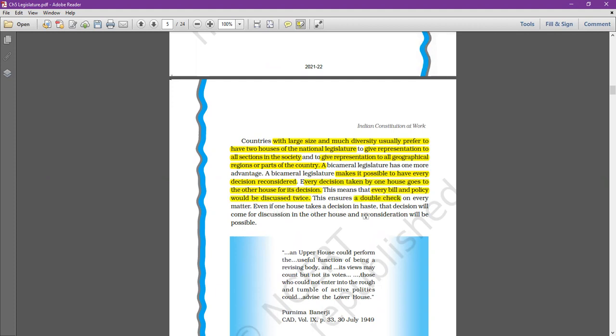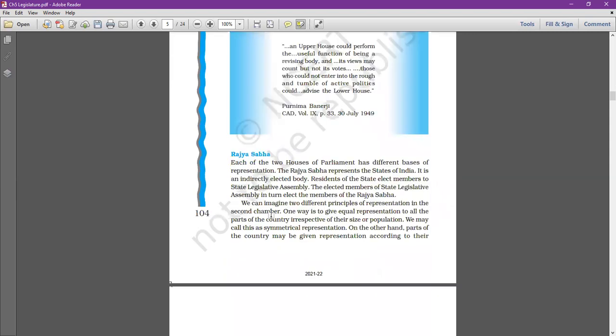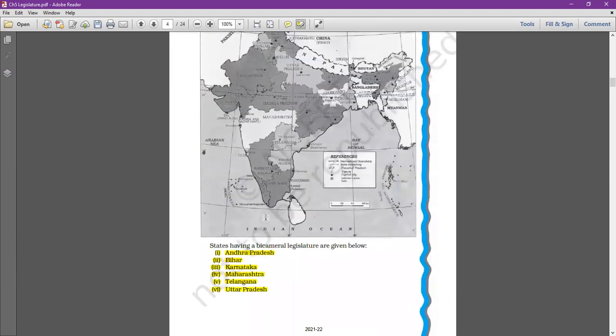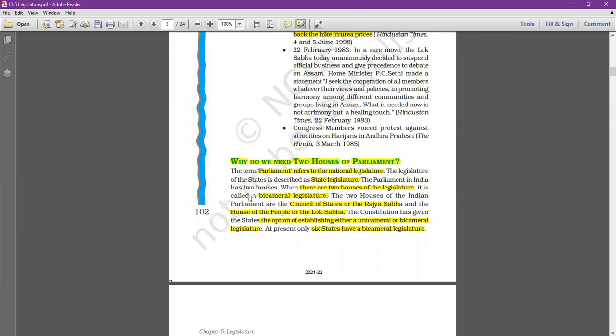Even if one house takes a decision in haste, अगर कोई मान लो एक हाउस जल्दबाजी में डिसीजन ले ले, तो दूसरा हाउस उस डिसीजन में अगर कोई फॉल्ट रह गया तो उसको निकाल सकता है ना, पॉइंट आउट कर सकता है, तो अच्छी चीज बाहर निकलेगी एक तरीके से। So that decision will come for discussion in the other house and reconsideration will be possible. Simple. So that is the reason why we have two houses of the parliament and bicameralism in India. So that was the question, why do we need two houses of the parliament?